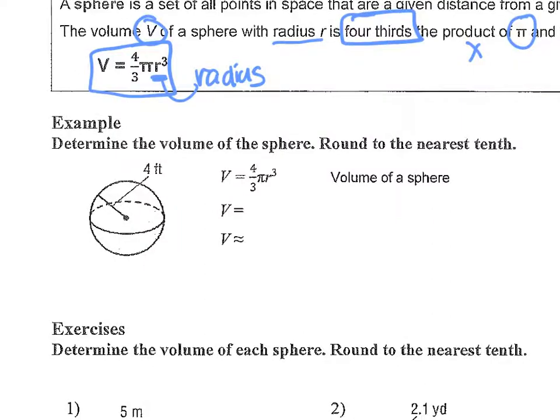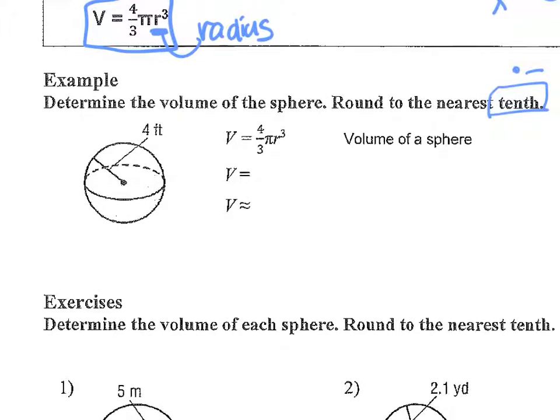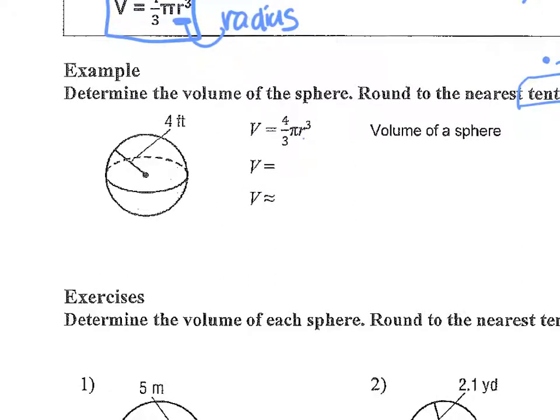So determine the volume of the sphere, round to the nearest tenth. That's one number behind the decimal. So the volume 4/3 times pi times radius cubed. So looking at your sphere, the only thing we have to figure out is what the radius is, and they gave that to us. They drew this line only to the middle across the circle. And so our radius is 4. They've already figured it out.